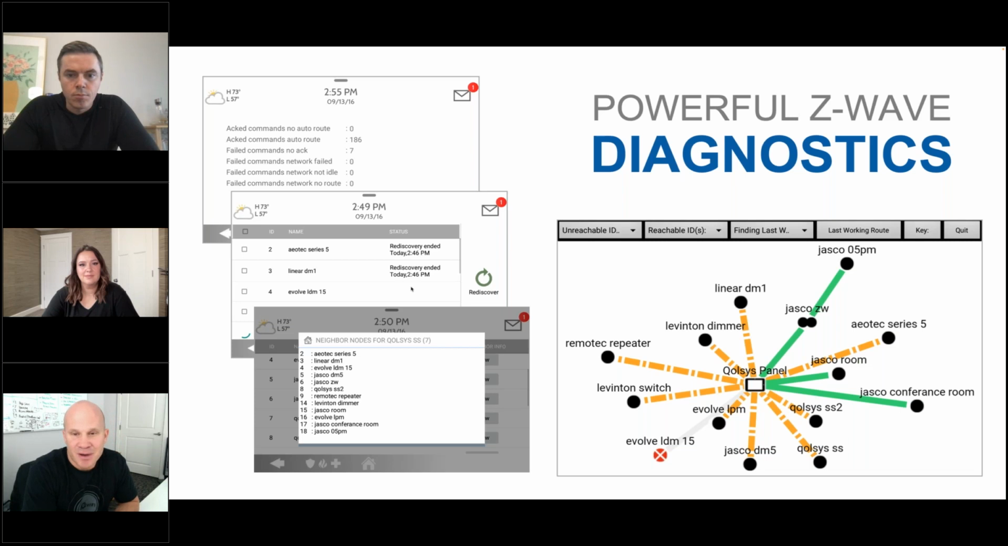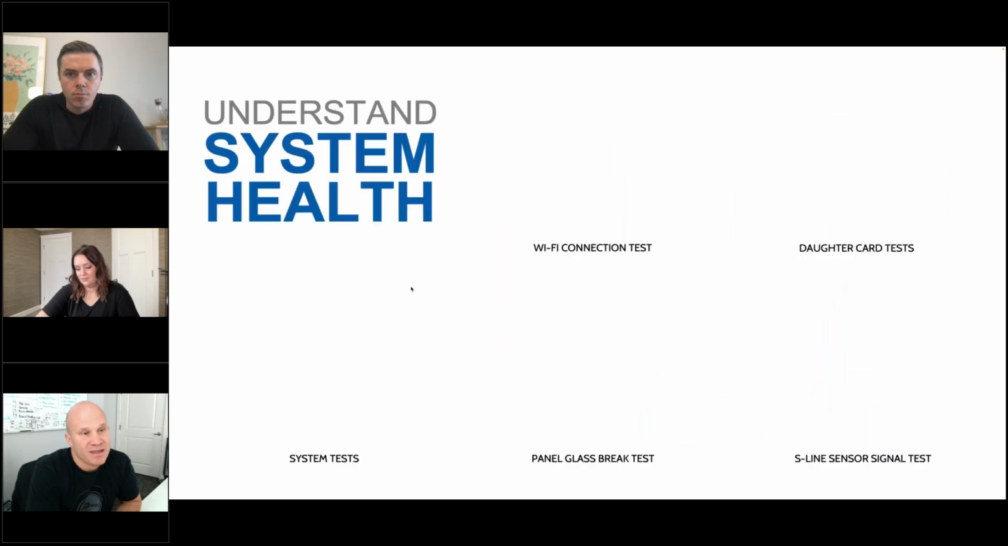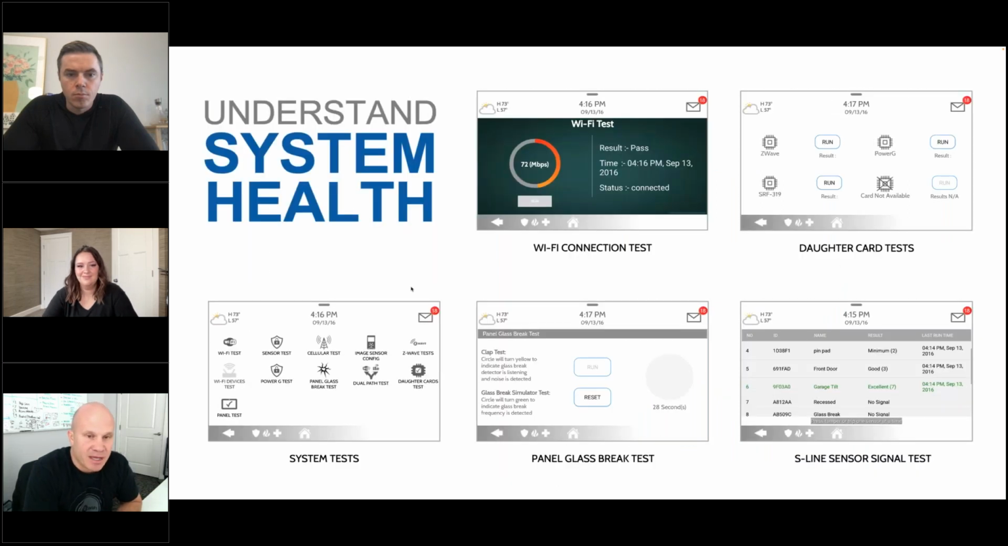This is something that we pioneered, to present this information directly on the screen for the installer, to make the invisible visible and show him what's going on in the network, give him the tools to diagnose it properly and to design a correct Z-Wave network, which is pretty cool. Same on all the different system health menus that we have, whether it's Wi-Fi or cell or dual path or the complete panel test. All those things can be run directly from both screens.